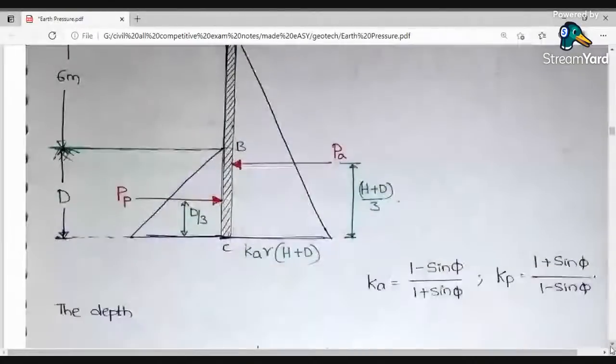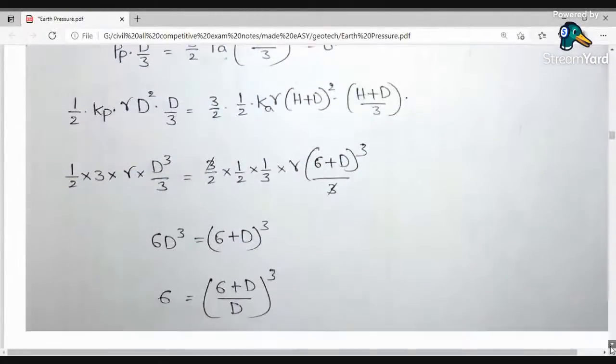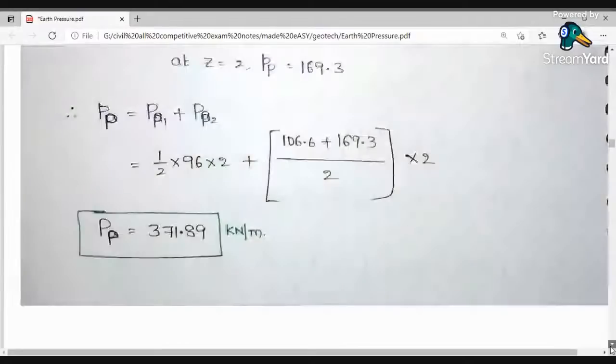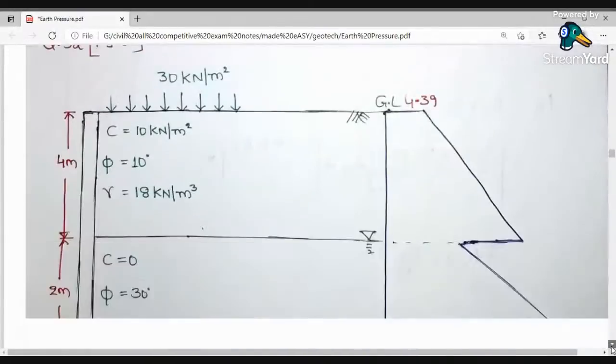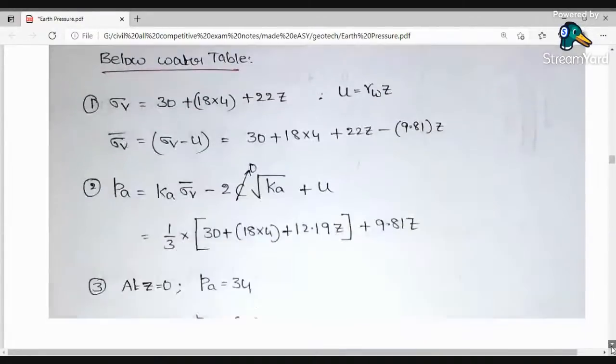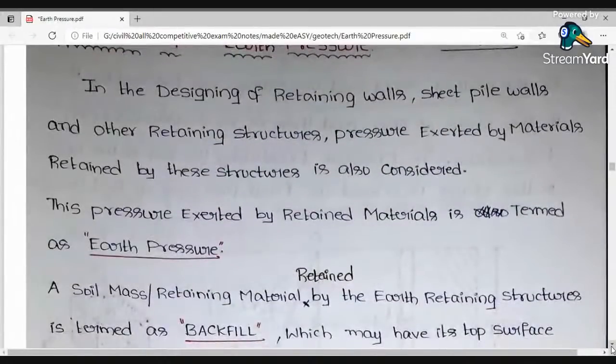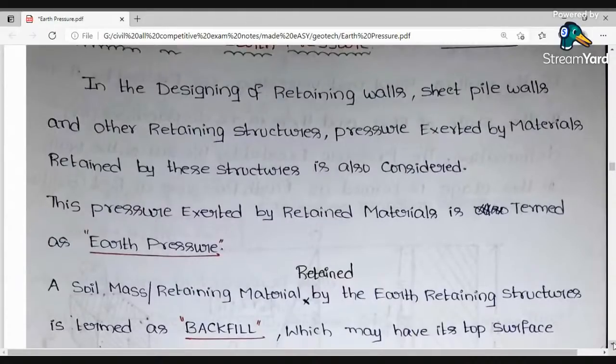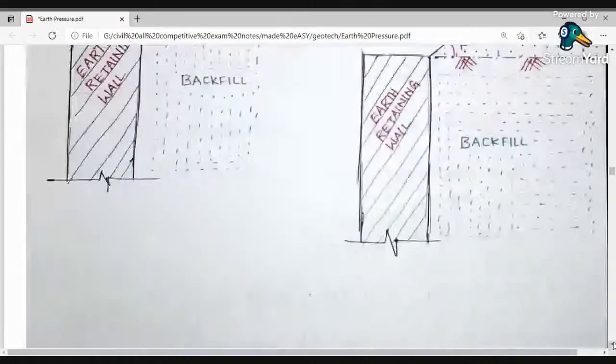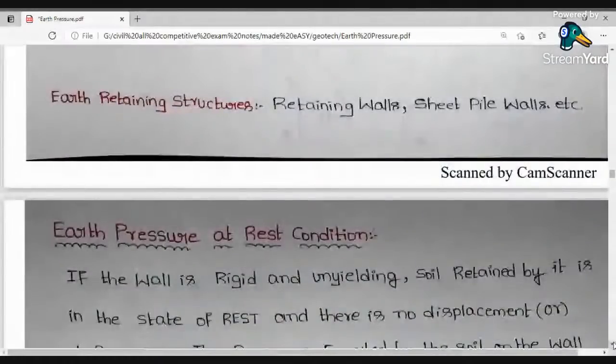Then after that we also discuss about the values of the ultimate bearing resistance. So some formulas we are discussing, and then we are also discussing about the retaining earth wall, or we can also determine the earth pressure at rest condition.